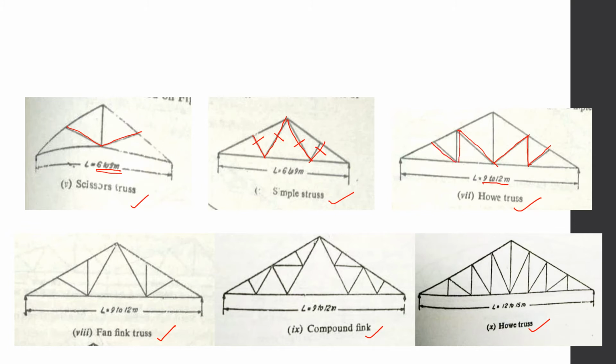And in this one, where the span goes from 12 to 15 meters, the distance which we read about, the distance between two joints, is lessened and the number of members are increasing. And here this distance is more as compared to the Howe truss, which is being built for 12 to 15 meters of span.